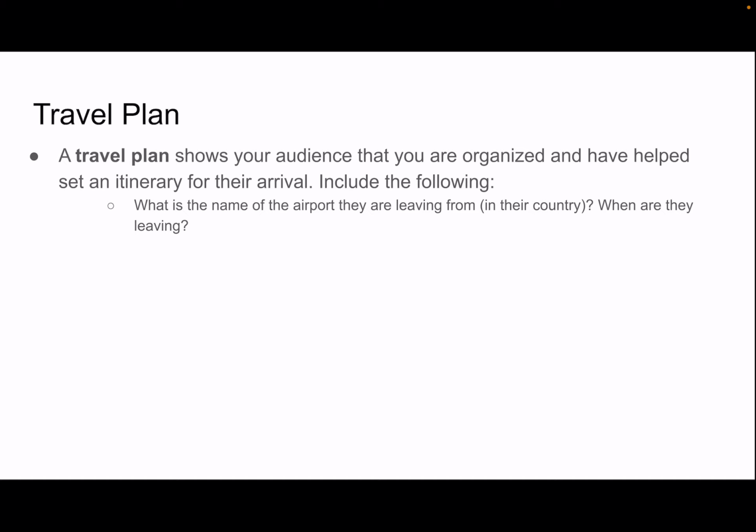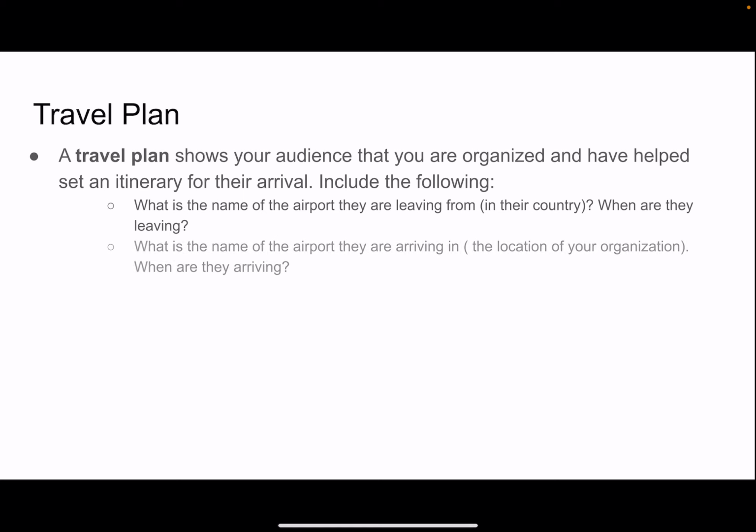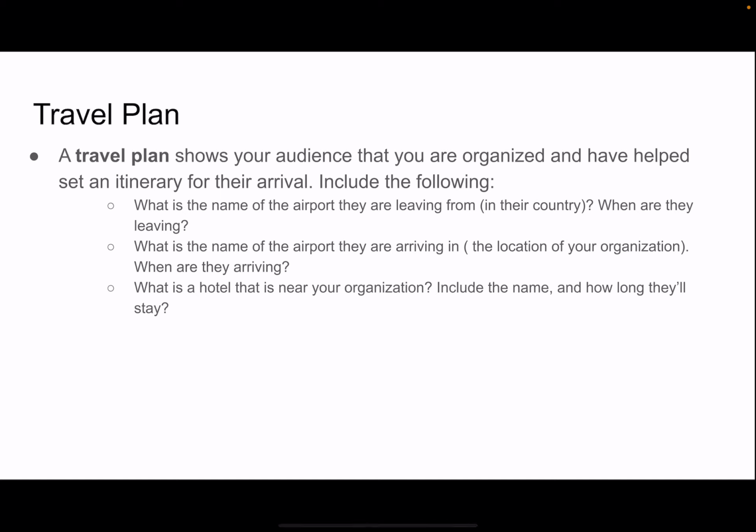So what is the name of the airport? You've got to do a little search on Google to find that out. When are they leaving? Have a date. What is the name of the airport they are arriving in? Meaning the city location of your organization. When are they arriving? What is a hotel that is nearby your organization?